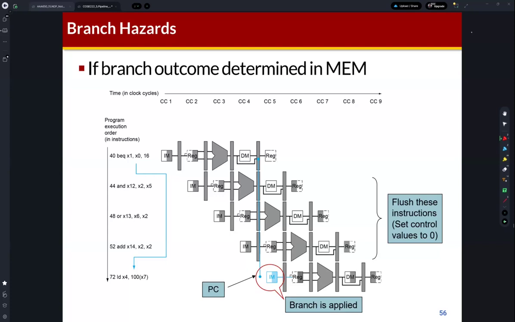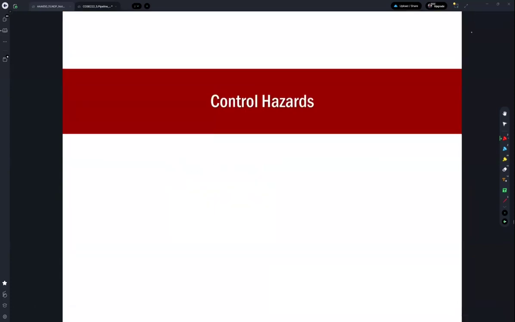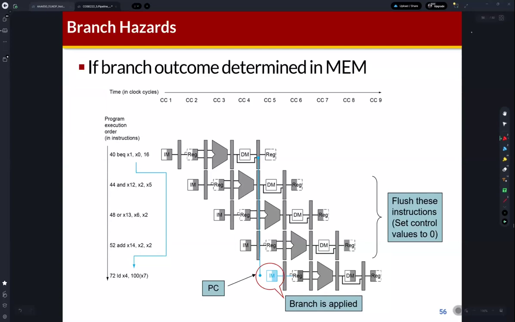Then let's see why control hazards are caused in the pipeline architecture. As I mentioned, the control hazards are caused by control instructions. And what are control instructions? Control instructions are branch instructions, jump instructions, and also exceptions, right? So why can clock cycles be wasted because of control instructions?